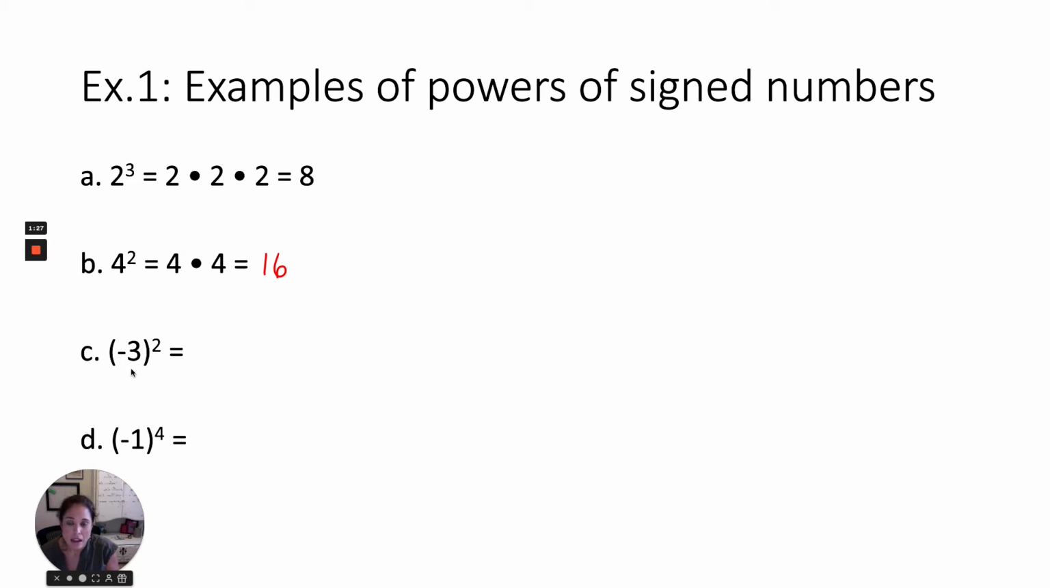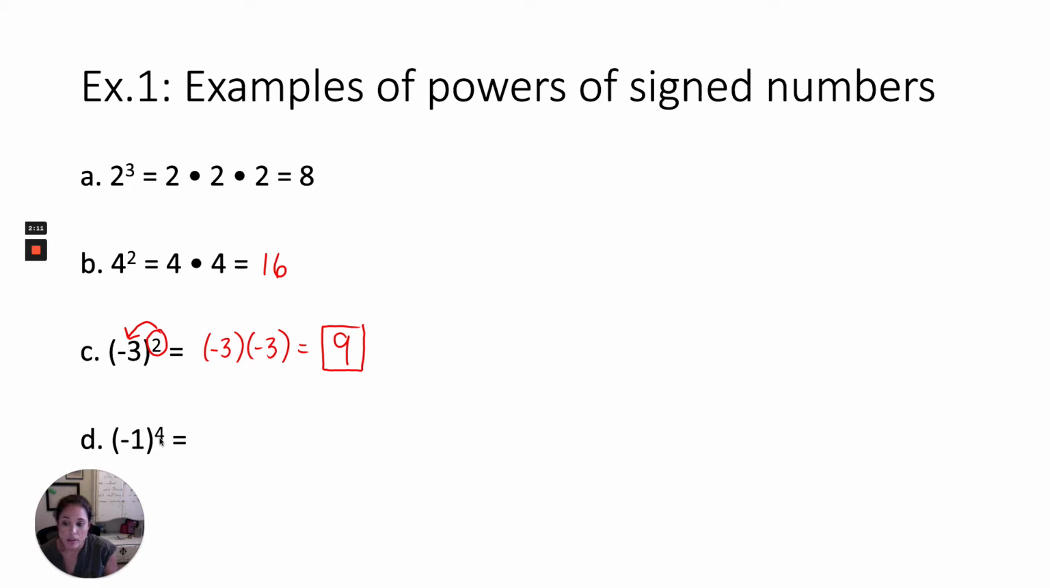Now, when we have a negative number, and you can see this -3 is in parentheses, and we have (-3) squared, our exponent 2 is applied to everything in the parentheses, including the negative sign. So this is the same thing as -3 times -3. We know that 3 times 3 is 9, and we apply the rules of multiplication with signed numbers. So 2 negatives multiplied together is a positive. So the answer is +9.